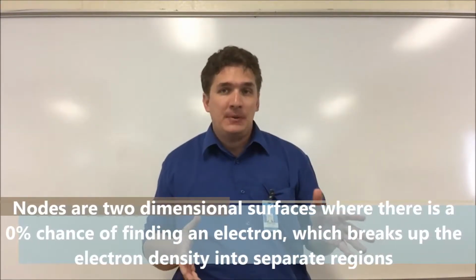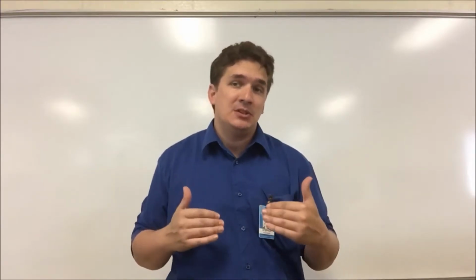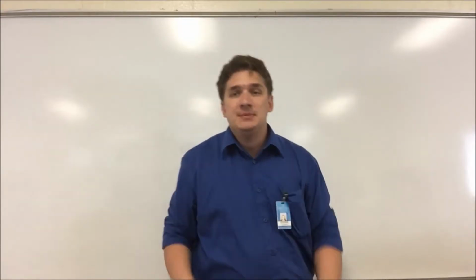Now they have special properties in that, first of all, they are two-dimensional structures. So they look like sheets of paper. The second is that they're going to basically break up our electron density and raise the energy. Because as electrons approach these nodes, they can't actually get to them. If they get to the nodes, there's a 0% chance of finding them. So what they do is they basically bounce off. Now there are two types of nodes.